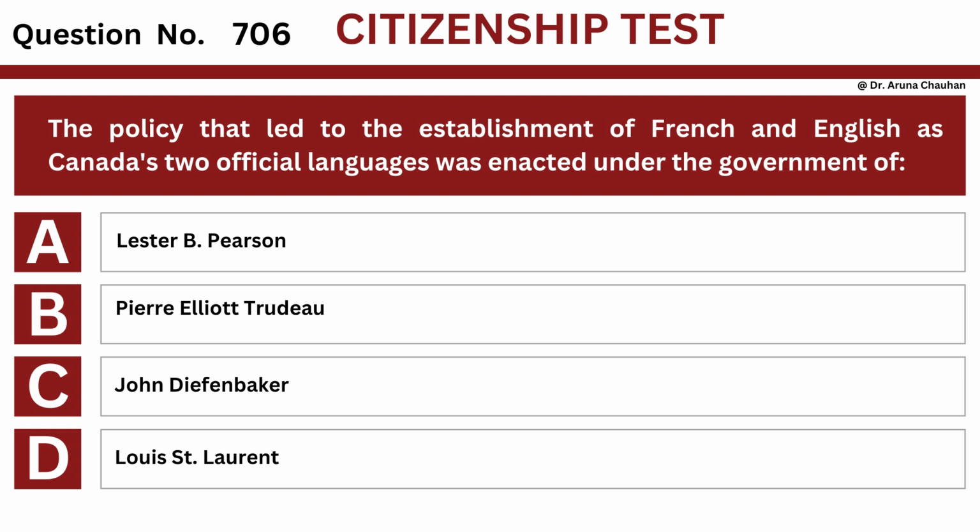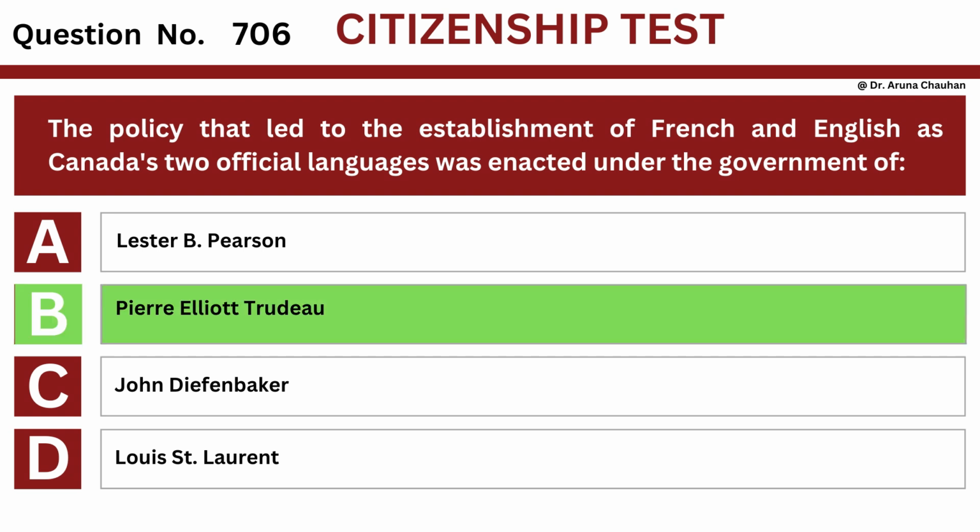Question number 706. The policy that led to the establishment of French and English as Canada's two official languages was enacted under the government of: option A, Lester B. Pearson. Option B, Pierre Elliott Trudeau. Option C, John Diefenbaker. Option D, Louis St. Laurent. The answer is option B, Pierre Elliott Trudeau.